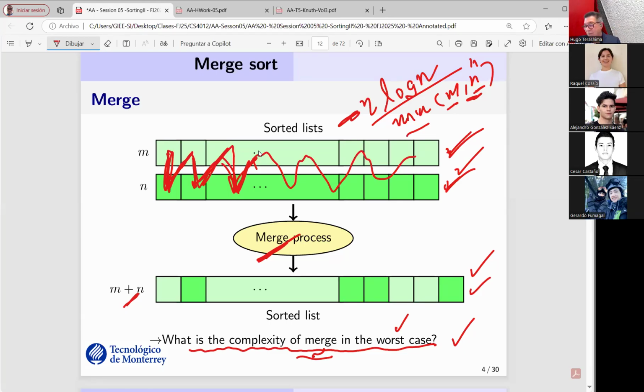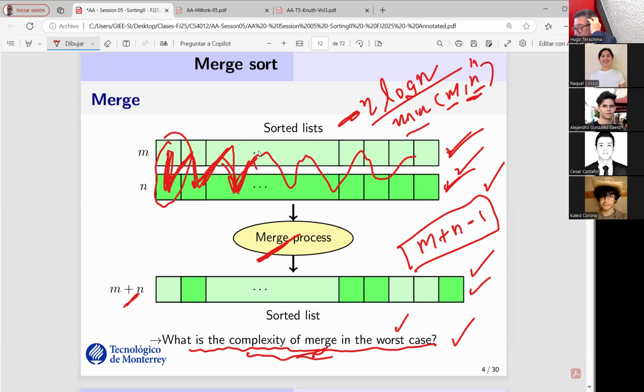Of course, in terms of what? M and n, right? Because they are not necessarily the same. But still, the number of comparisons would be m plus n in the merging. M plus n, minus 1. And here I just do 1, right? So it should be this one. Do you understand why m plus n minus 1 is the complexity of the merge in the worst case? All right?